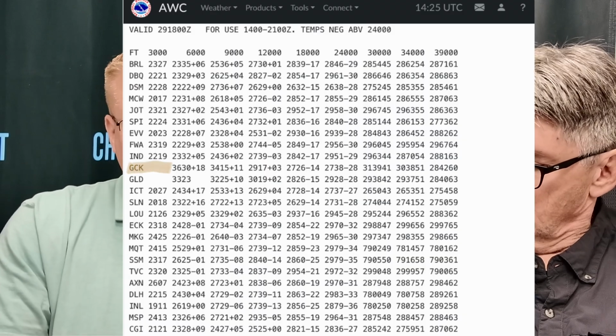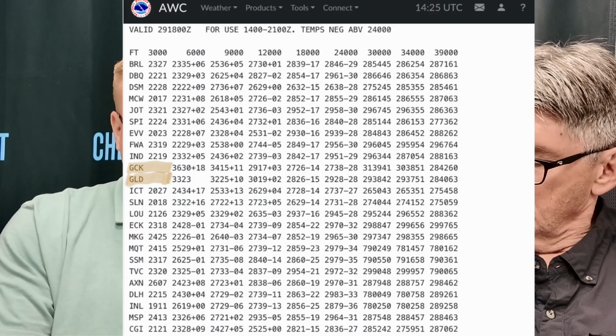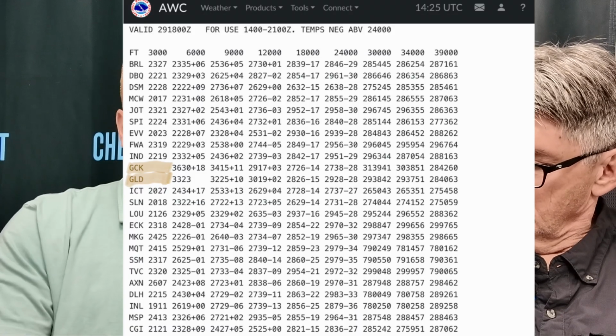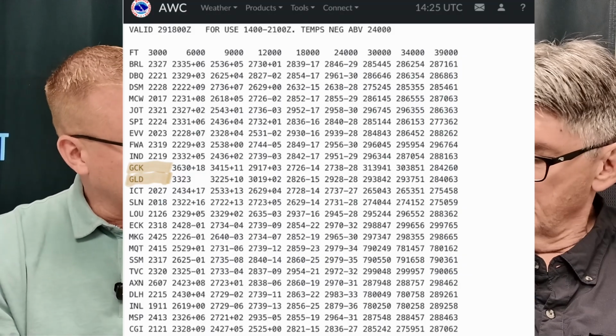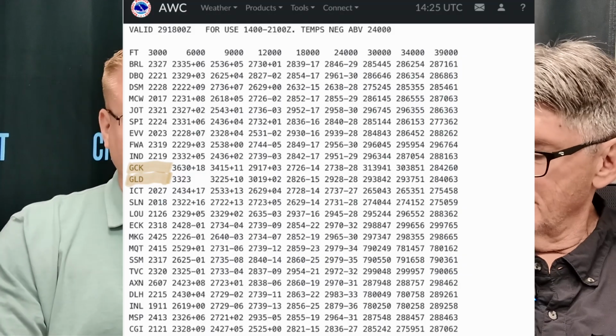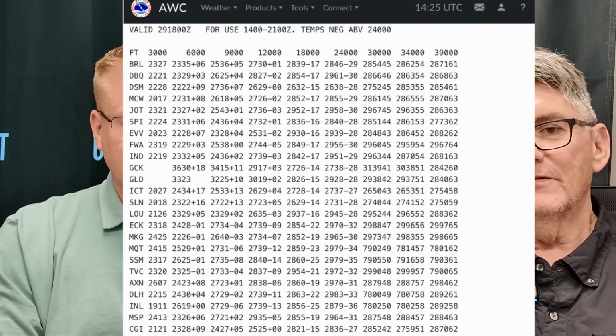so that's that. On the same column, if you go up, GCK, there's nothing on GCK at 3,000. There's nothing at GLD at 3,000. Does that mean it's broken? Why is there nothing there? Broken? No, I'm going to tell you right now. GCK and GLD have a higher elevation.